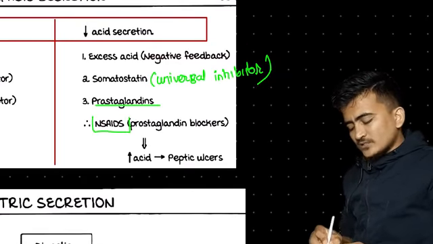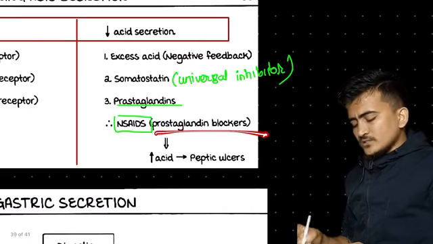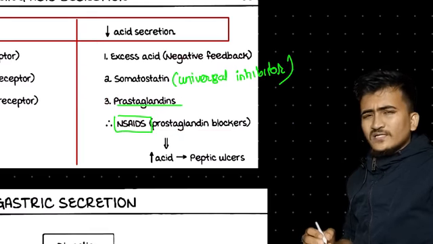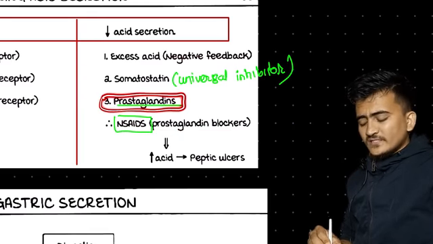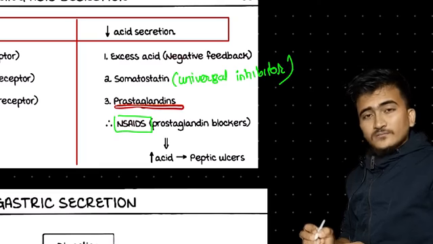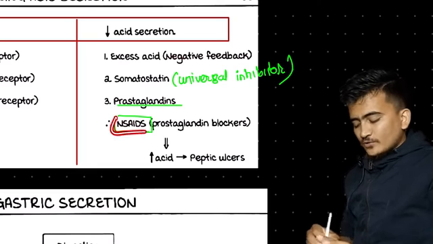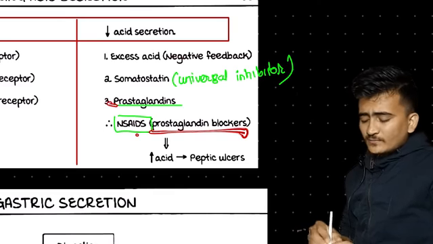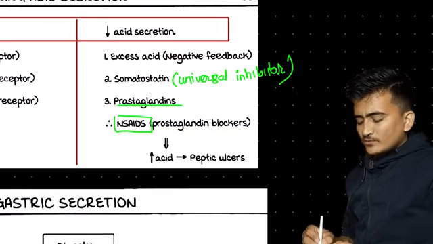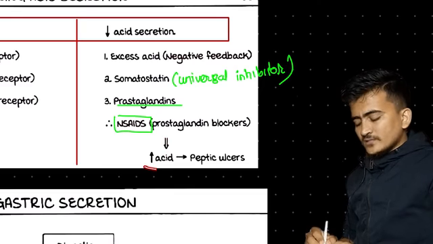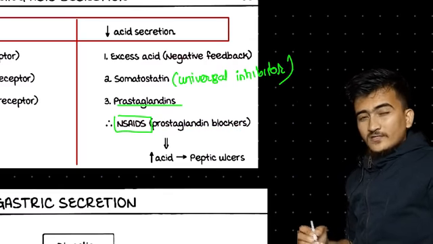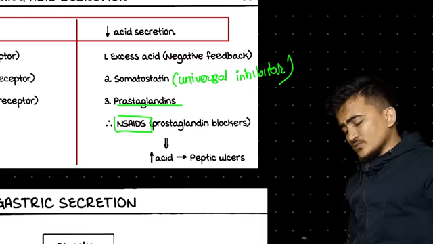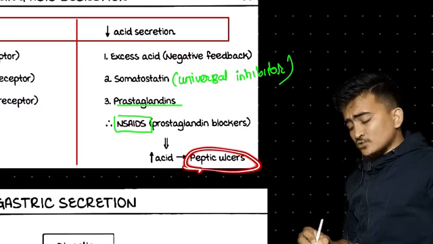And as you know, NSAIDs are prostaglandin blockers. Prostaglandin facilitates the production of mucus, and we said that prostaglandin inhibits the production of acid. Since NSAIDs are prostaglandin blockers, they will cause an increase in acid secretion, and that may result in peptic ulcer. So NSAIDs induce peptic ulcer.